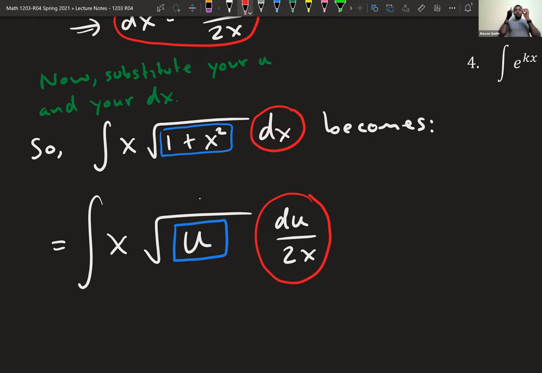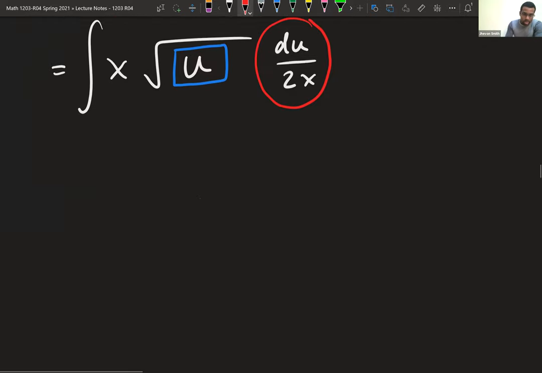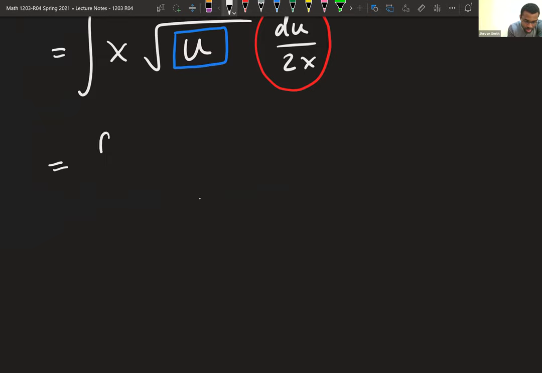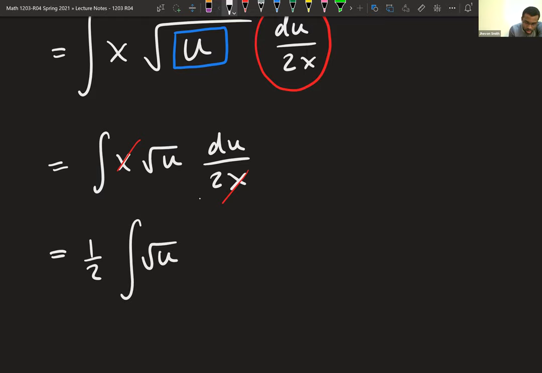Now, what's going to happen is you'll notice that there's still an x here, and that's actually a problem, right? When you have du, you want only the variable u in the integrand. However, because the derivative was somewhere else in the function, this is nice, it's going to cancel, right? So you'll notice that this x will cancel that x. What's this thing? And you can also factor out the 2 from the bottom, so that's 1/2. And the integral becomes that.